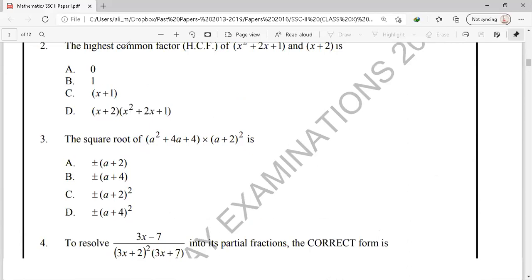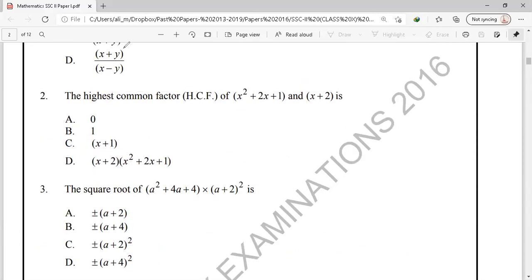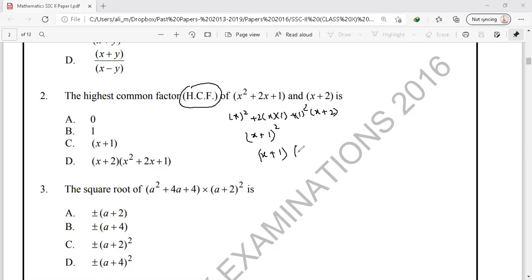So let's see question number 2. In question number 2, we have to find the HCF of these two terms. One expression is already factorized and the other one is x square plus 2x plus 1. As we can see, it is a perfect square of x square plus 2x into 1 plus 1 square. So the factorization of this expression would be x plus 1 whole square, that would be equal to x plus 1 and x plus 1.